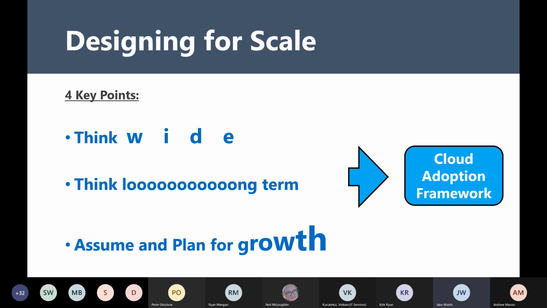So I know that was a little bit of a whistle-stop tour. Hopefully you haven't all fallen asleep. Just a quick recap. I think there's kind of 4 key points when you design for scale.